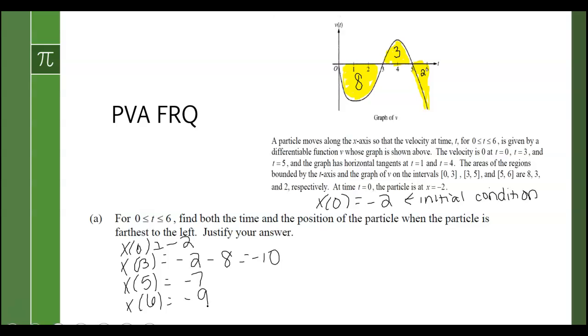So it says, when is the particle farthest to the left? Justify your answer. So this is a fundamental theorem of calc problem in a way. So it's farthest to the left.